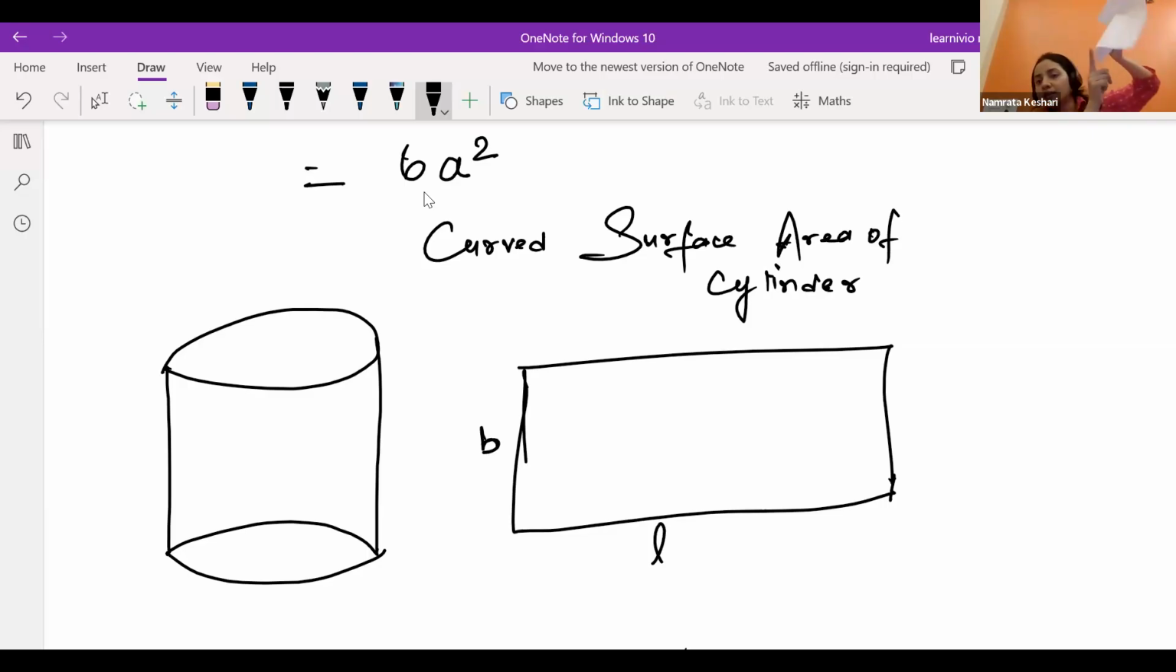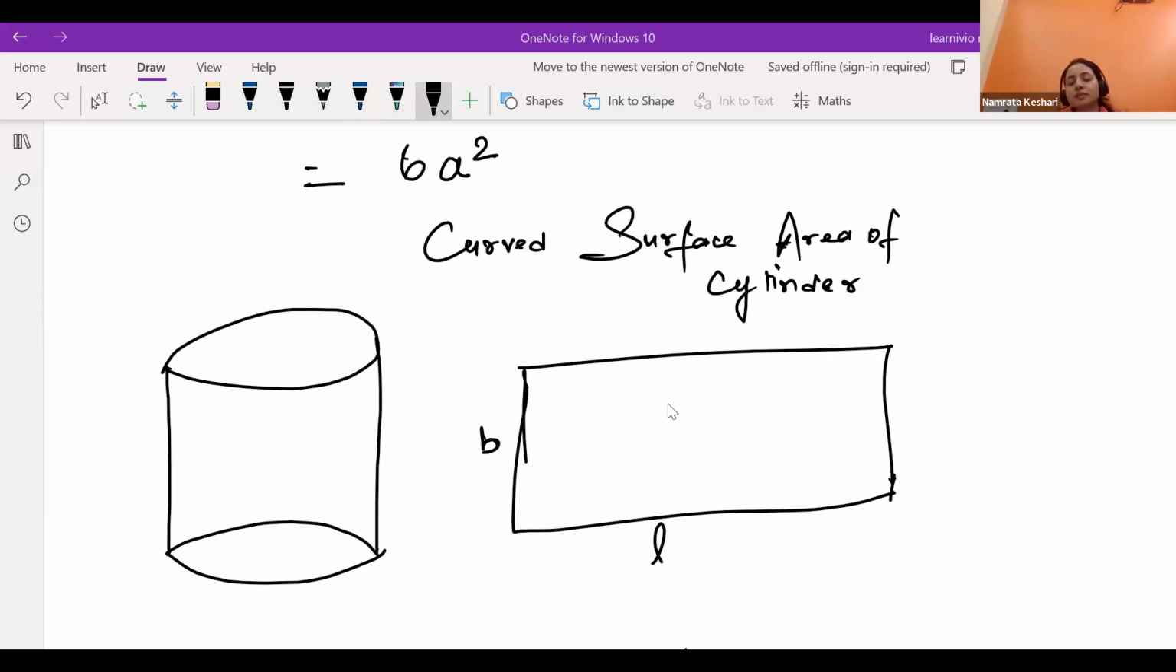Can you see the length? This length, I'm using it as the circumference of the circle. The length got converted into the circumference of the circle. Yes or no? Previously, whatever was the length, when I'm folding it, it is becoming the circumference of the circle. Is it making sense to all of you? Yes, ma'am.